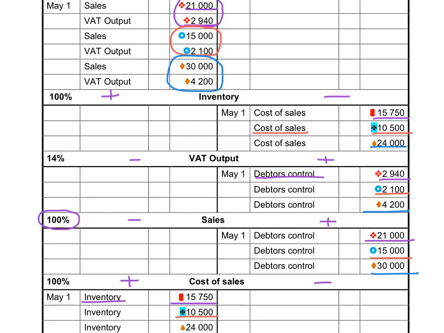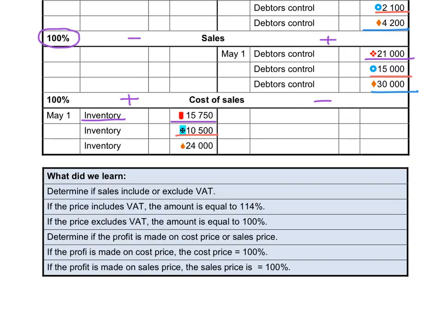So when you buy inventory, you increase inventory on the debit side with cost price, and if you sell it, you credit the inventory account with the cost price on the credit side. The cost of sales account will be debited with 24,000 to increase the cost of sales expense.